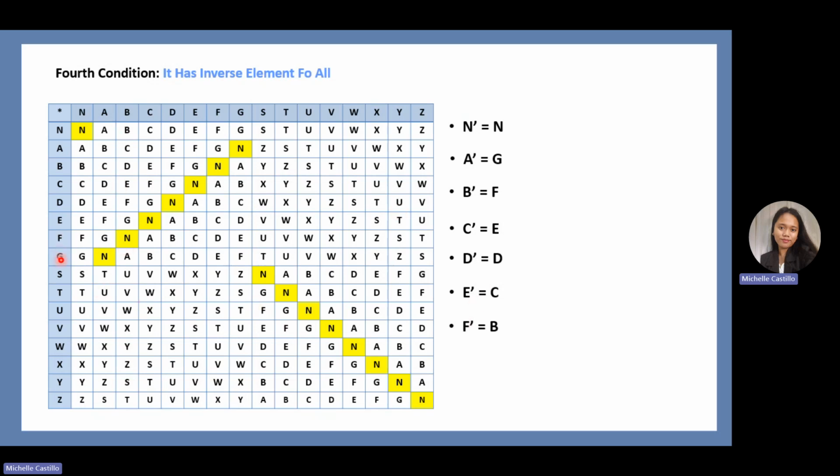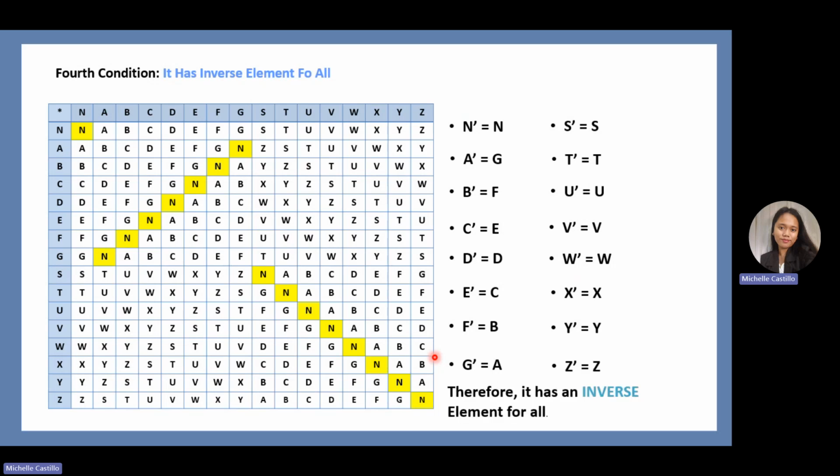Then next G, from G to the identity element N is A. So therefore the inverse of G is A. Then S and S. So S inverse is itself, same as with T, its inverse is T. Same as with U, its inverse is U. Then the inverse of V is itself, same as with W, the inverse of W is W. The inverse of X is X. The inverse of Y is Y, and the inverse of Z is Z.